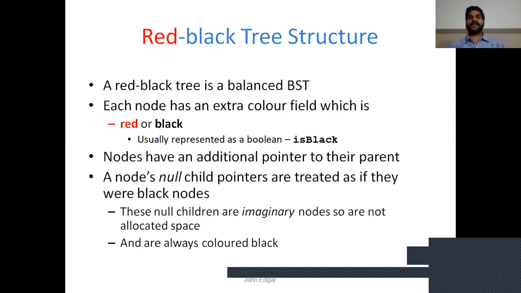A red-black tree is a balanced search tree in which each node has an extra color field which is red or black, usually represented as a Boolean. Nodes have an additional pointer to their parents. A node's null child pointers are treated as if they were black nodes. These null children are imaginary nodes, so they are not allocated space and are always colored black.